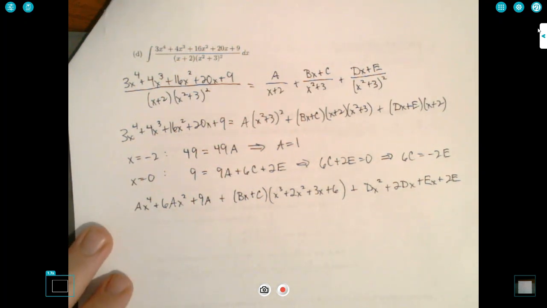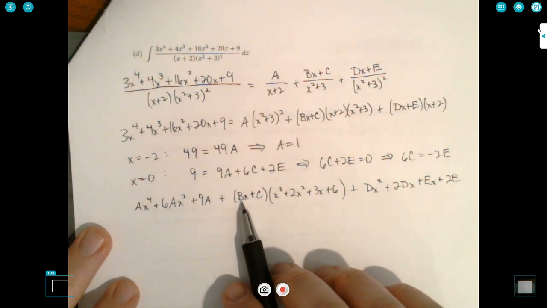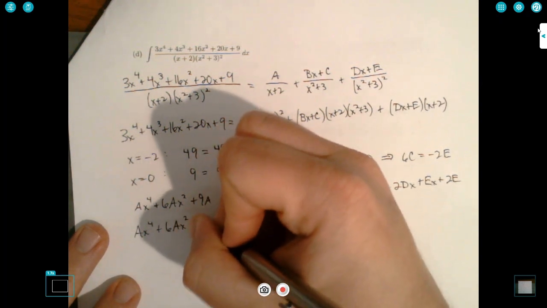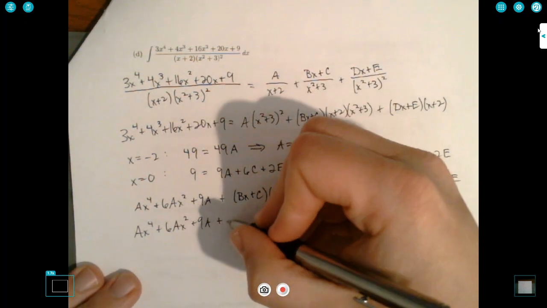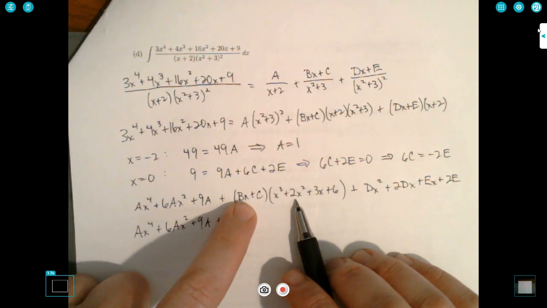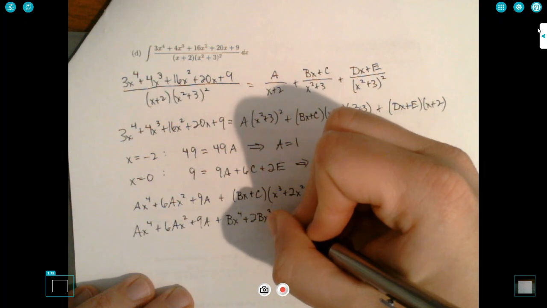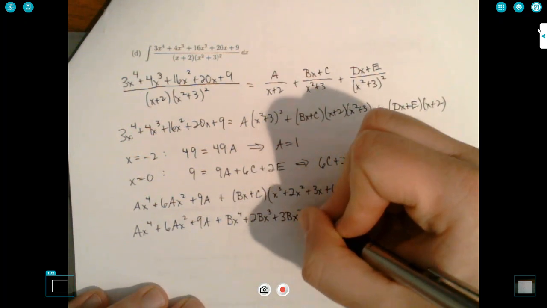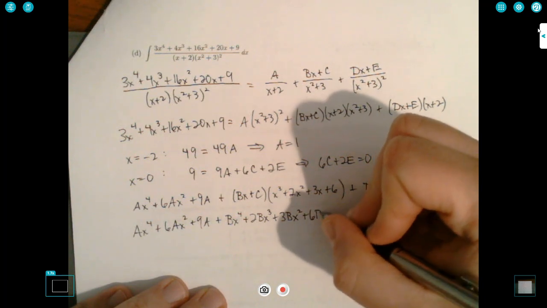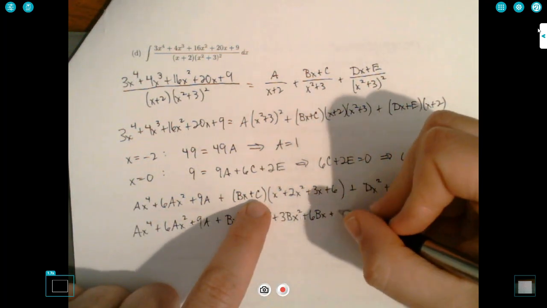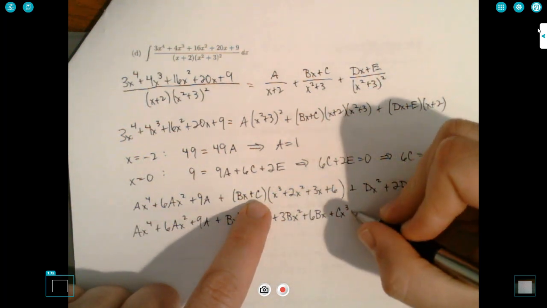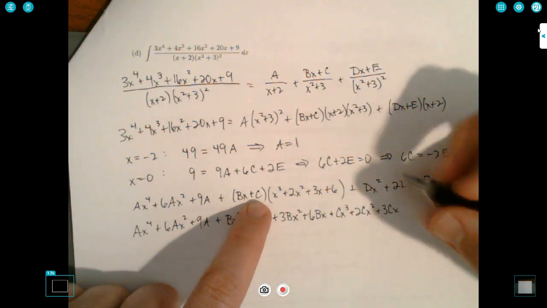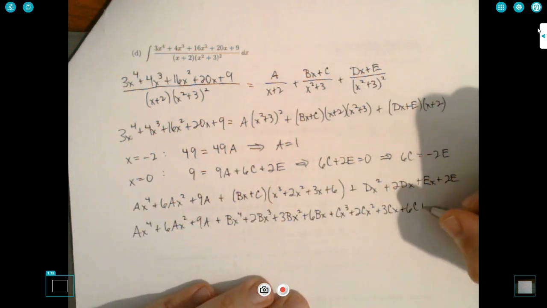Oh yeah, I think I can get some pretty useful stuff. Okay, so if I FOIL, maybe I shouldn't try to do it all in one step. I'm going to make a mistake if I try. So let me do one more. Okay, bx to the 4th, 2bx cubed, 3bx squared, 6bx, then cx cubed, 2cx squared, 3cx, and 6c. And the rest comes along for the ride.